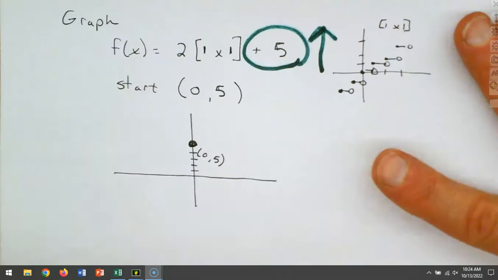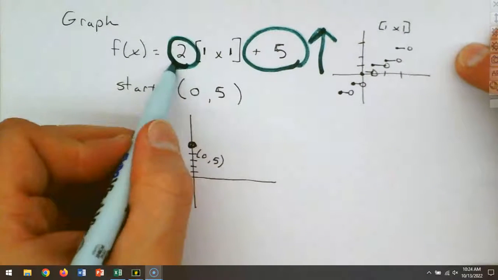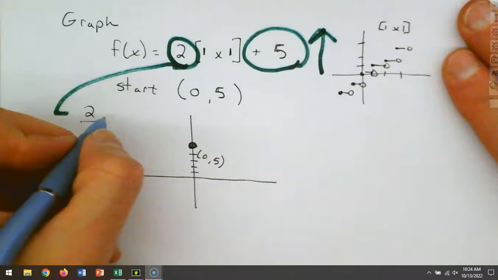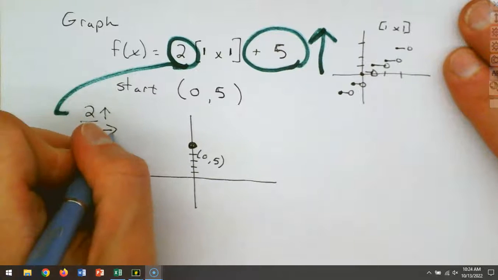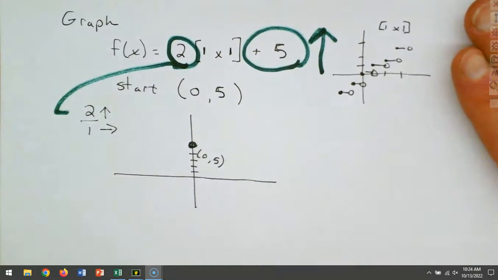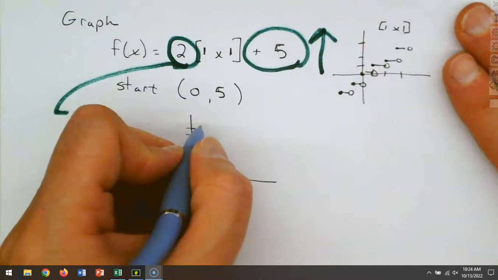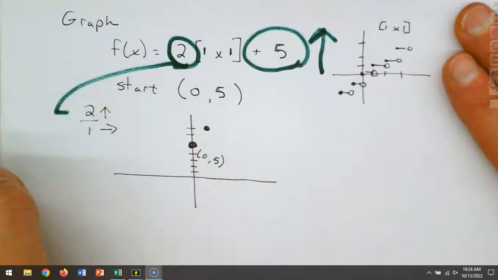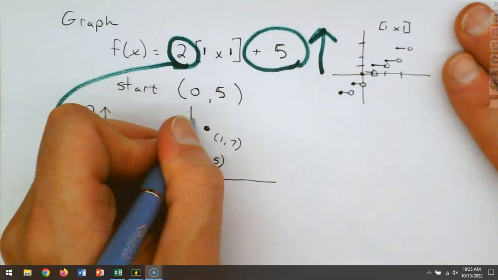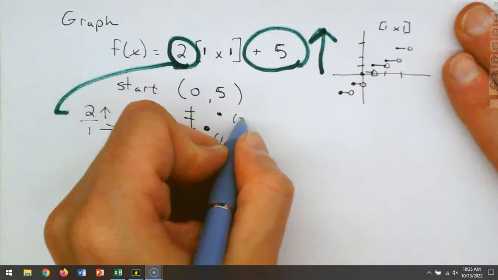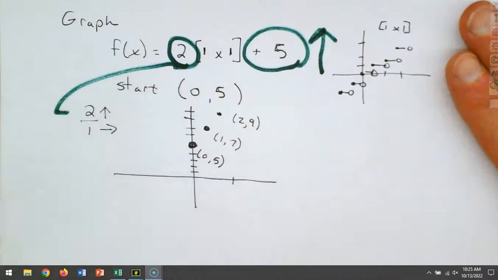Now, what's in front? 2. So that is going to be 2 over 1. So we're going to have to go up 2 and then what? Over 1. Up 2 over 1. And we make another closed circle. So up 2 over 1. And if you want to, you can label that. That would be at 1. Up 2 would be 7. So 1, 7. And you'll do another one. Okay, up 2 more. Over another one. So that would be at 2, 9. And it looks like this.